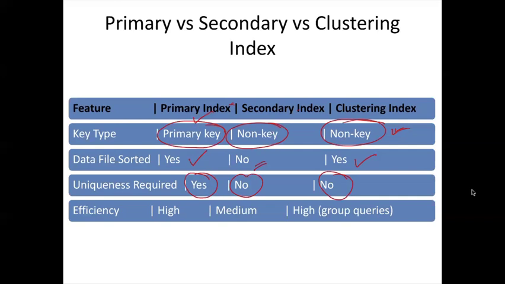From the efficiency point of view, for the primary key it is of course very high because it is unique, it is based on the primary key, and the data is already sorted. So you have high efficiency. For secondary it is medium, because it can span across multiple blocks, so it may not be as efficient as the primary key. Also, the data is not sorted in a particular order, so the efficiency may not be very high.